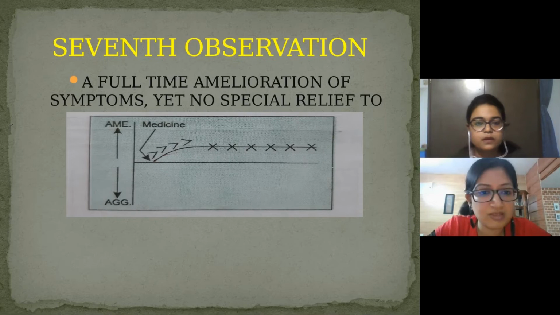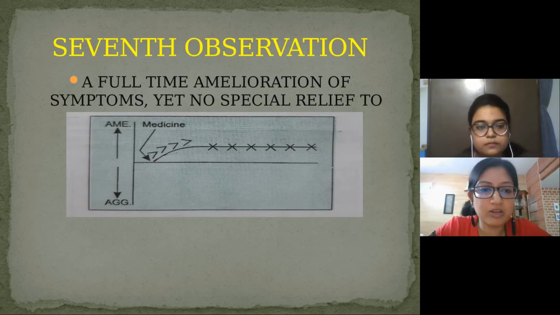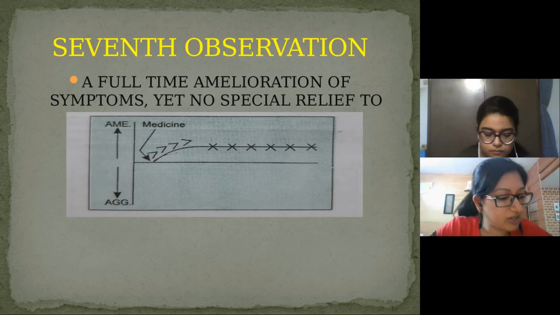Yes. So seventh observation is a full-time amelioration of symptoms, yet no special relief to the patient. So we see that at least the symptoms have been ameliorated, but still there is no special relief. The patient is not exactly satisfied. Patient does not feel the best. So what do we understand from this kind of observation? Latent organic conditions are present which prevent the improvement beyond a certain stage.